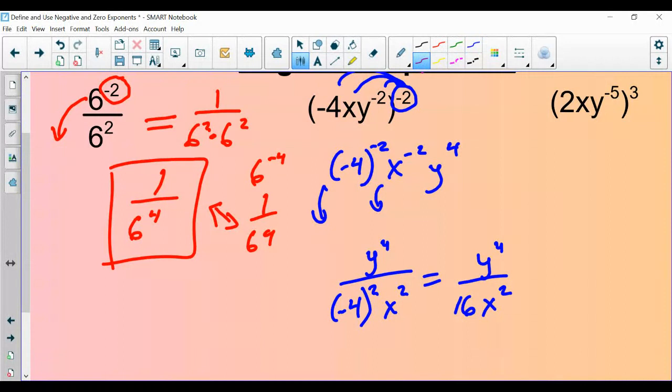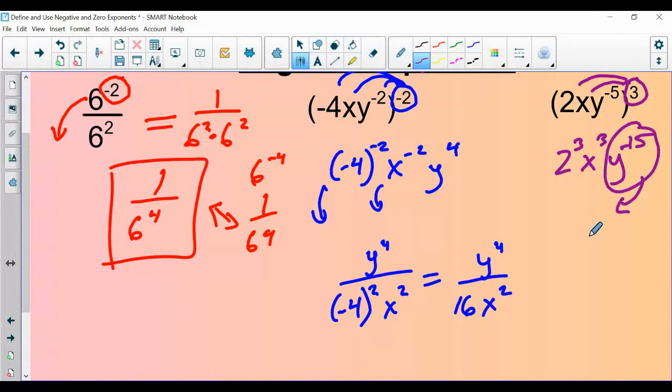Let's just do one more of these, and then we'll be done for this lesson. Very similar to this one, we're going to take that exponent. It would be a great time to pause here and see if you're able to get it. Take that exponent and apply it to everything. It would be 2 to the 3rd, x to the 3rd, y to the negative 15th. Anything with a negative exponent does need to get fixed or moved. So this one here is going to go down to the denominator: 2 to the third, x to the third over y to the 15th.